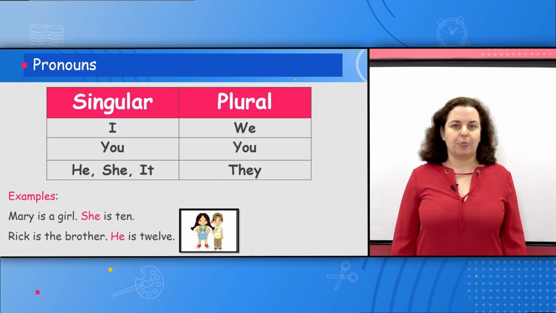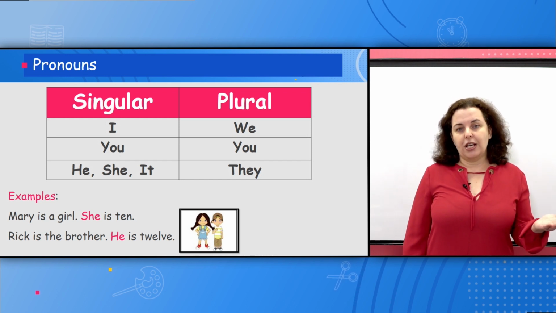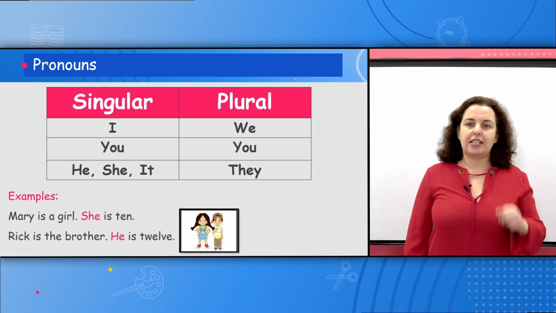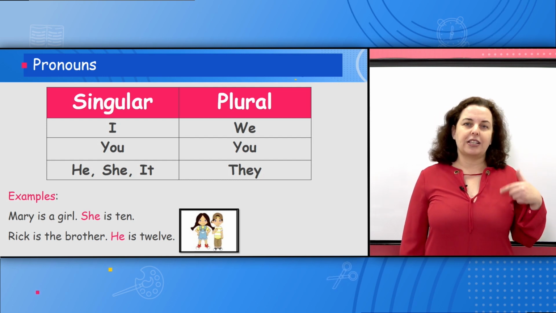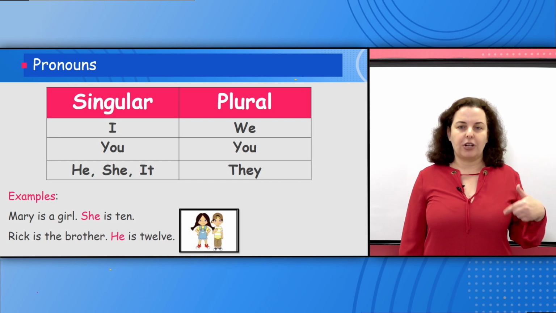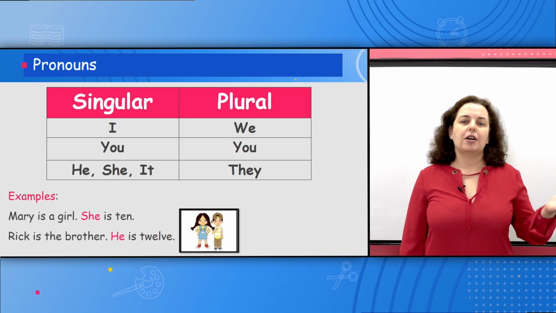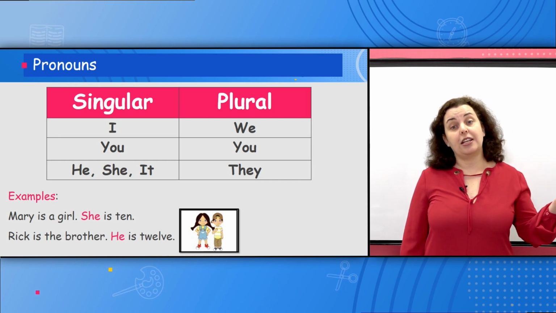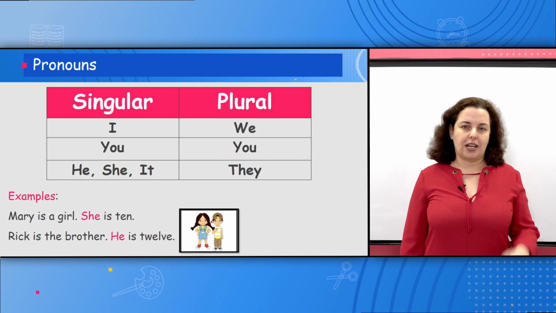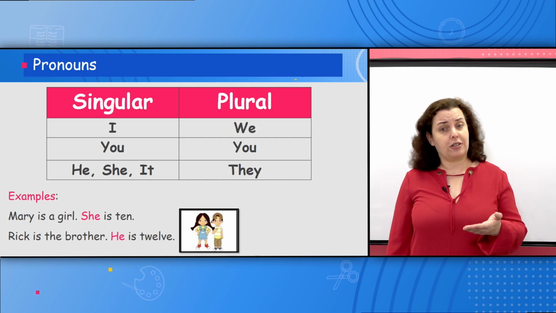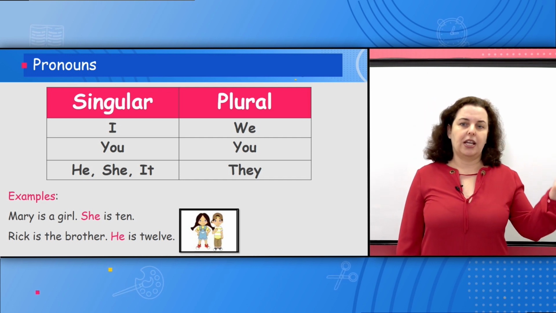Let's look at these examples. Mary is a girl. She is 10. You don't have to repeat the name, as in Mary is a girl, Mary is 10. Instead of repeating, you can use the pronoun. Mary is a girl. She is 10. Rick is the brother. He is 12.